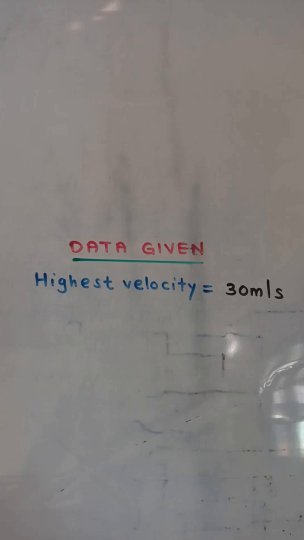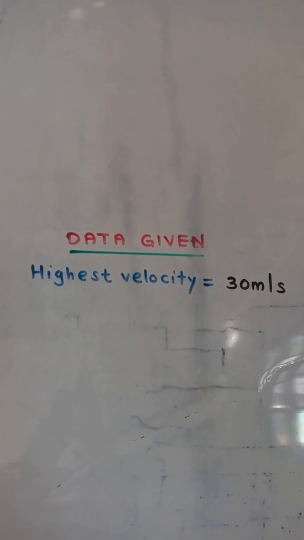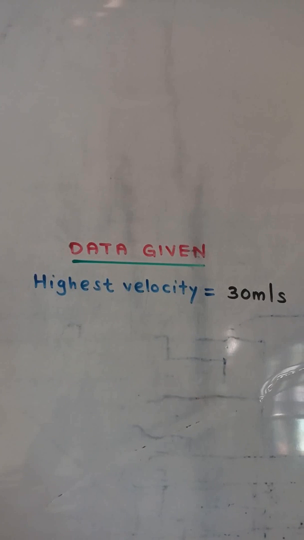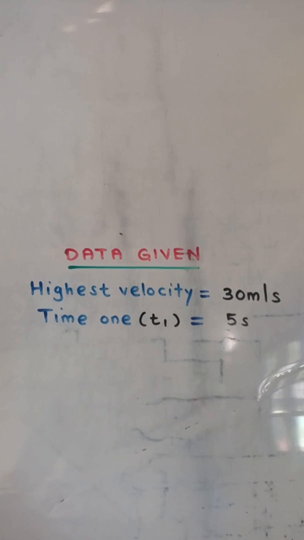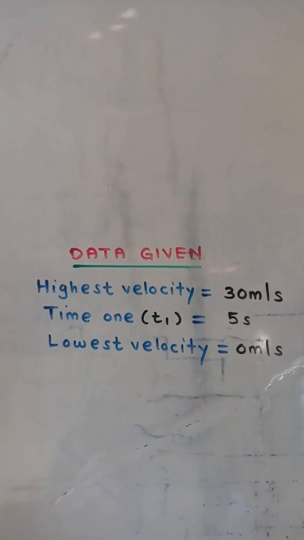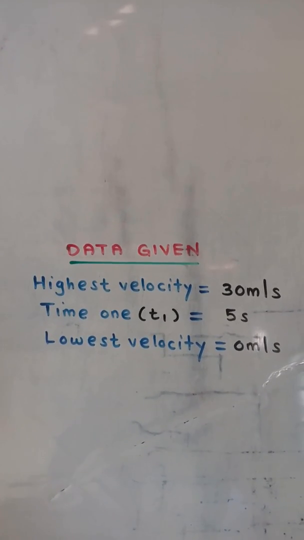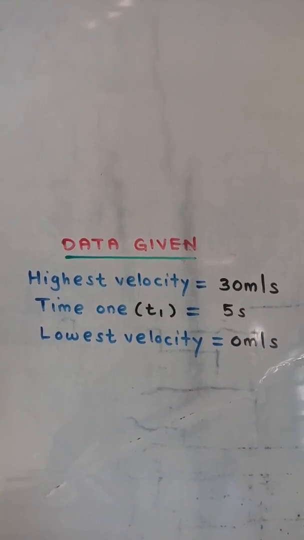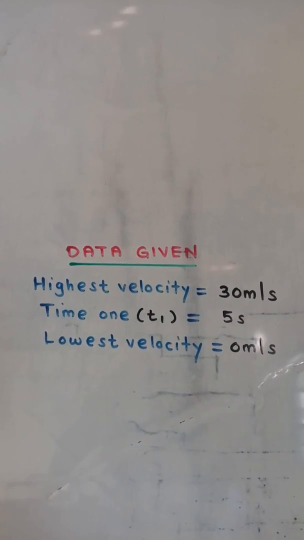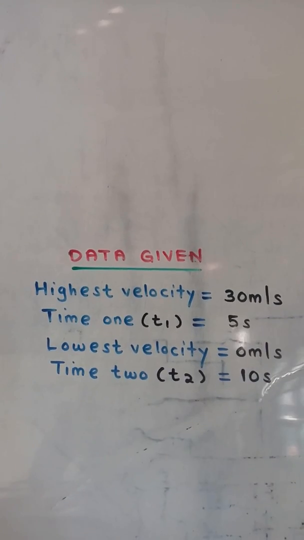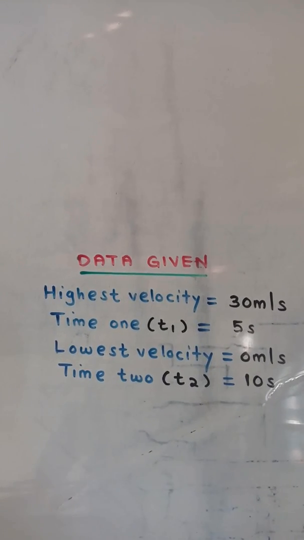Data given. Highest velocity, which is equal to 30 meters per second. Time 1, which is equal to 5 seconds. Finally, the car came to rest. Then its lowest velocity was 0 meter per second. And time 2, which is 10 seconds.